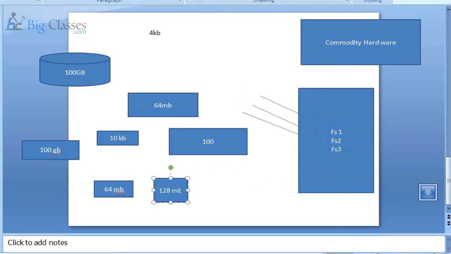Right? What is the most popular, Ravi? 64 MB or 128 MB? What is the most popular? 128 MB is most popular. Across multiple implementations, 128 MB is popular.